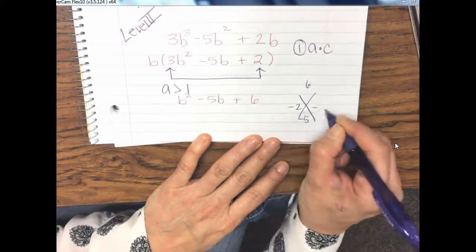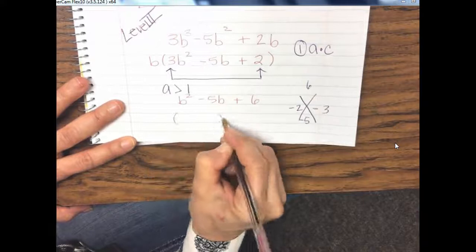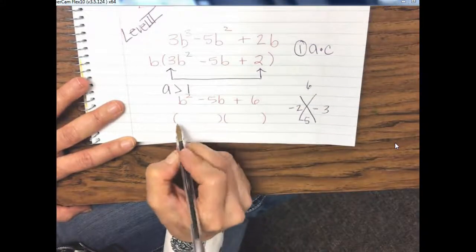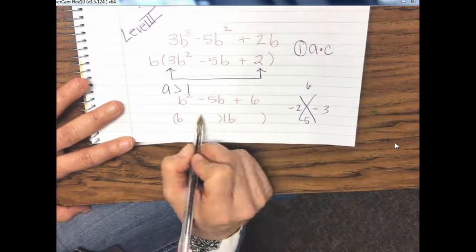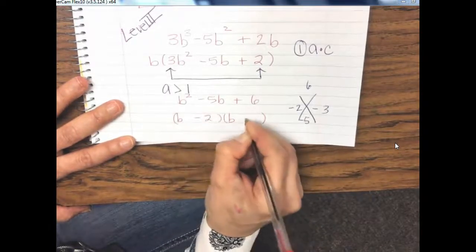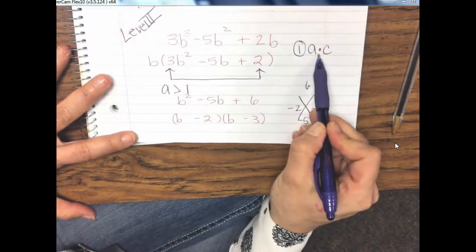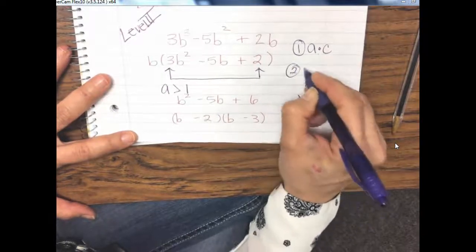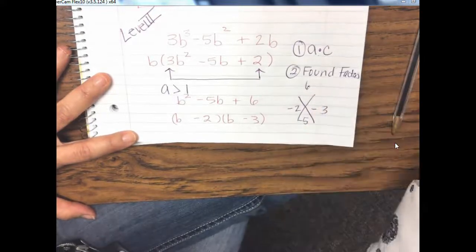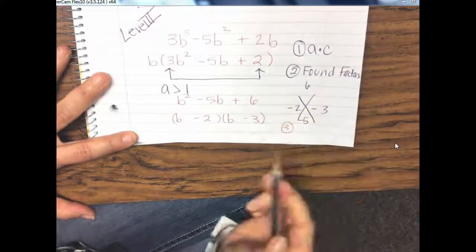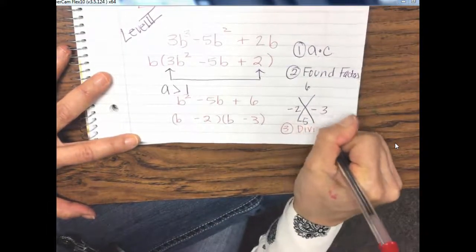Negative 2, negative 3. So let's go ahead and draw the setup. And let's go ahead and drop in a b in each one. And what would we put here? Minus 2, minus 3. Don't box that in. So step 1, you did a times c. Step 2, you found the factors. Now step 3, this is called slide and what? You got to go back and divide by a.